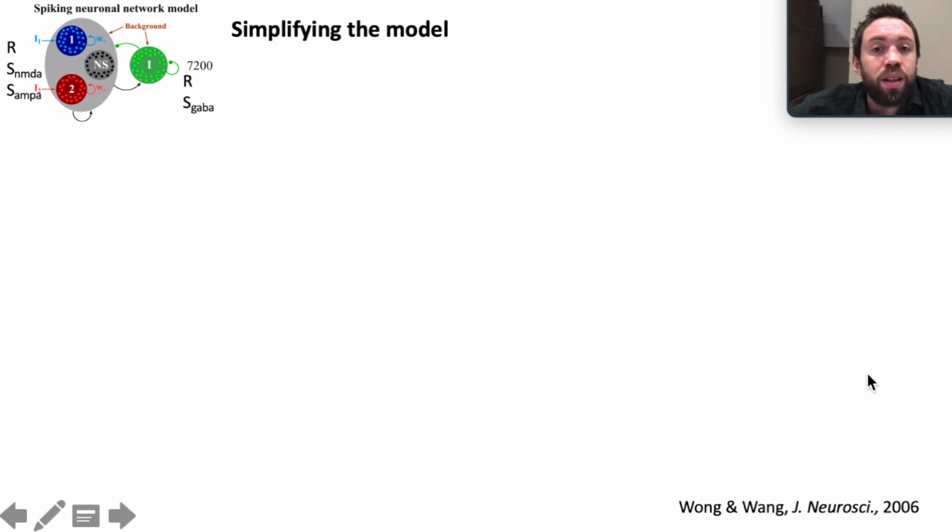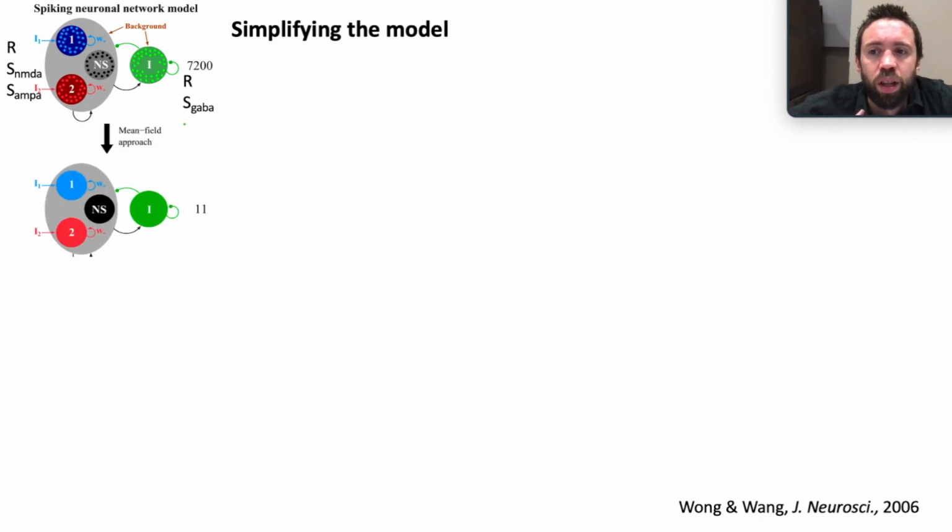So Wong and Wang in 2006 wondered if this model could be understood a little bit more easily by reducing the complexity of the model and moving to a mean field version of the model. They started by realizing that for this system, we're mainly interested in the firing rate of the population, and within each of the selective pools of neurons, the selective populations, all of those neurons are contributing to the same calculation. So we can actually start by plotting, instead of the spiking of each individual neuron, the firing rate of the overall population, that is the mean firing rate across all of the neurons in the population.